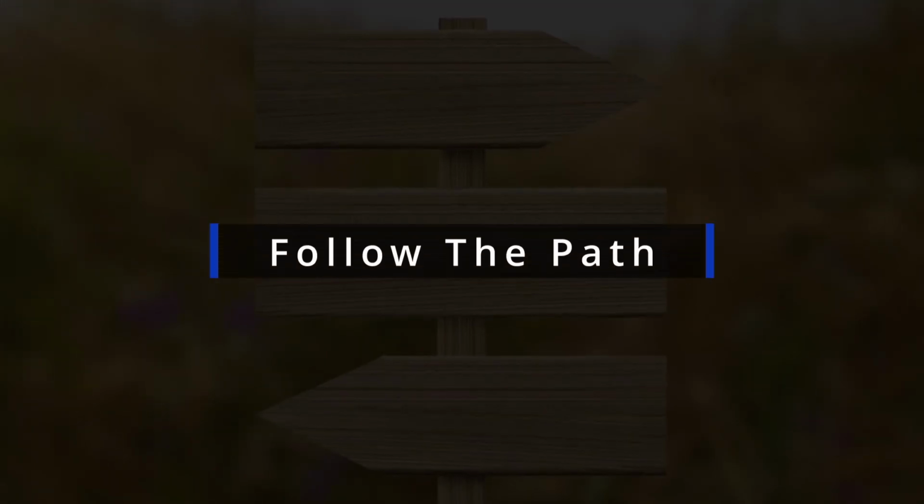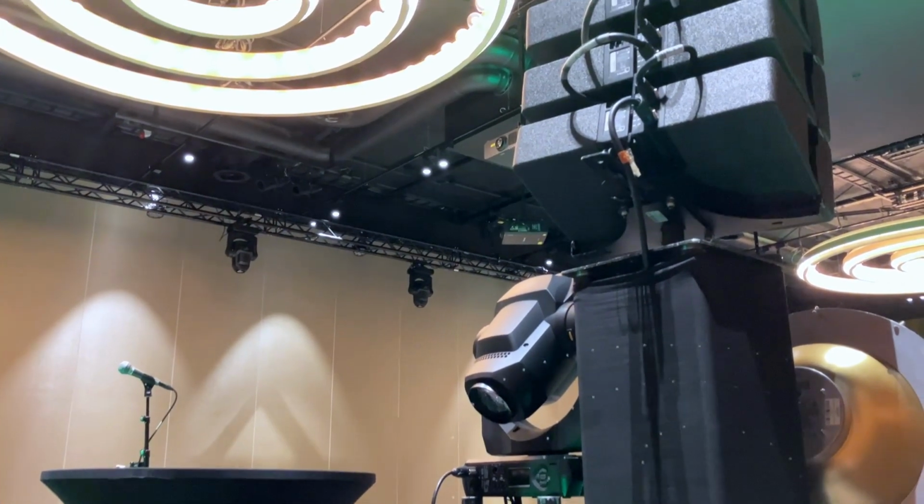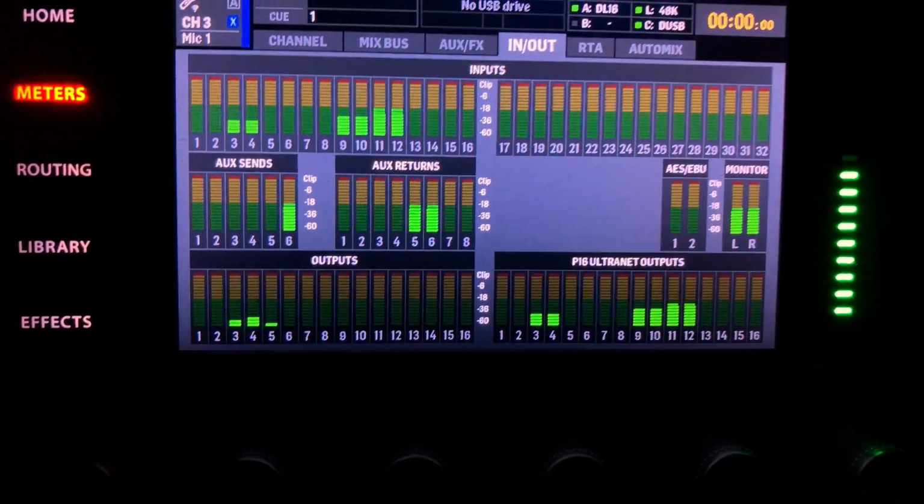The second part of our journey is that we need to see the path. We need to course correct, and we need to check the signposts along the way to make sure that we are going where we need to go. By that I mean, we need to know that the sound is going where it needs to go. And we do that by using the meters on the console.